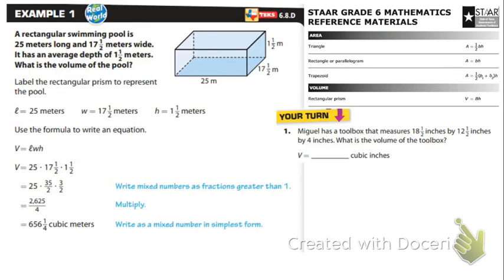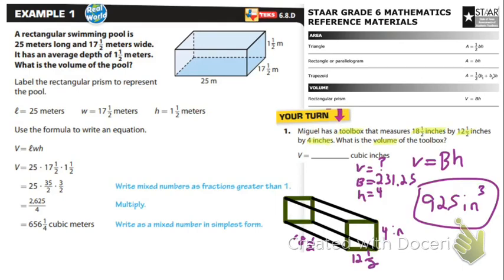Alrighty, I'd like for you guys to go ahead and try number 1 on your own, please. All right, ladies and gentlemen, y'all should have had 925 inches cubed. So in this case, I drew it out because it makes it easier. I think because a lot of us are visual learners, I do find it easier when we draw it out. Oh, and I'm sorry, I did forget one step.